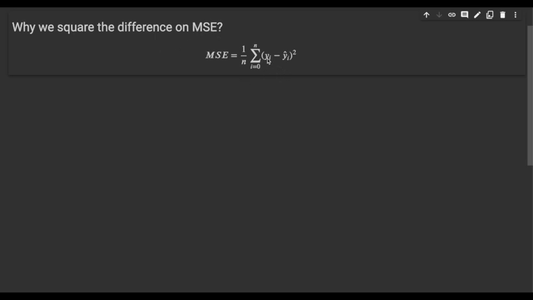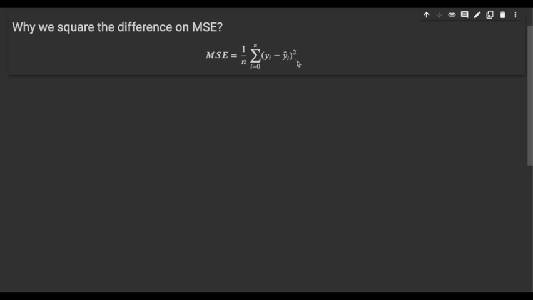What does it mean? Why do we do this operation here? So when we have, let's say, the ground truth of your training data, symbolized here by y, and the prediction of your model, why do we square this difference?